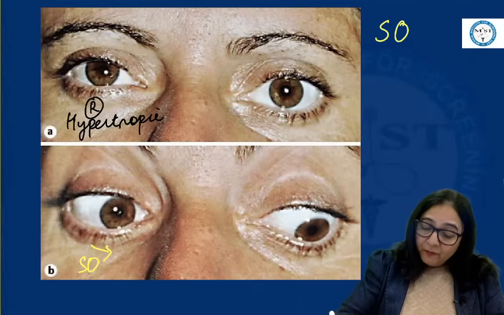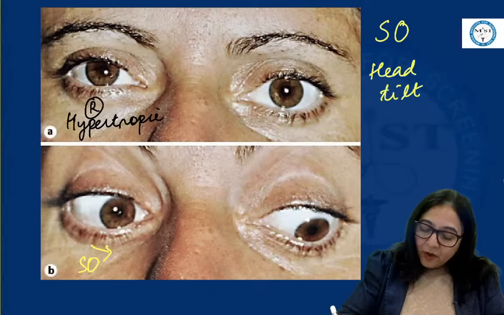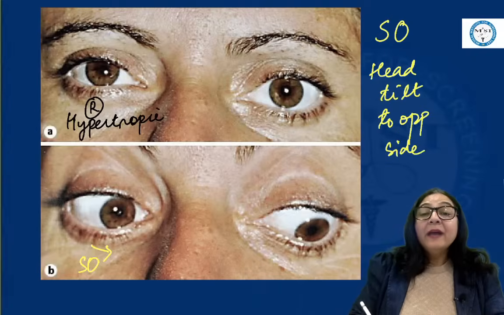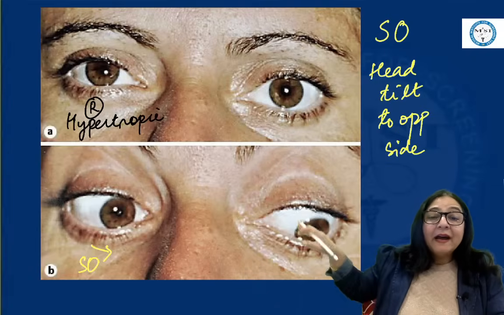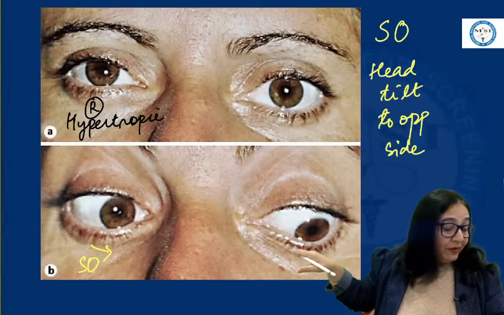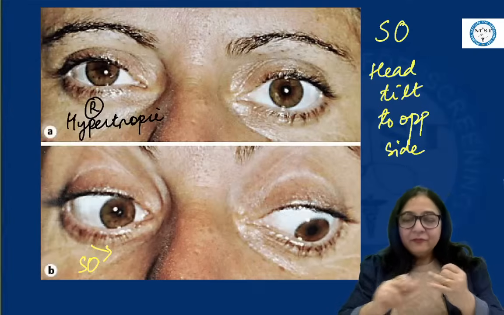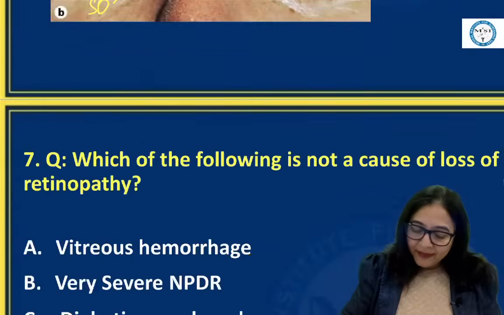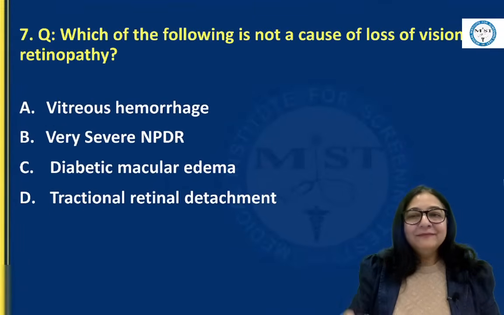Okay, so these patients also have head tilt to the opposite side, and their diplopia is maximum when they are looking down. Okay, right? So these are your third, fourth and sixth nerve palsy quick recap.